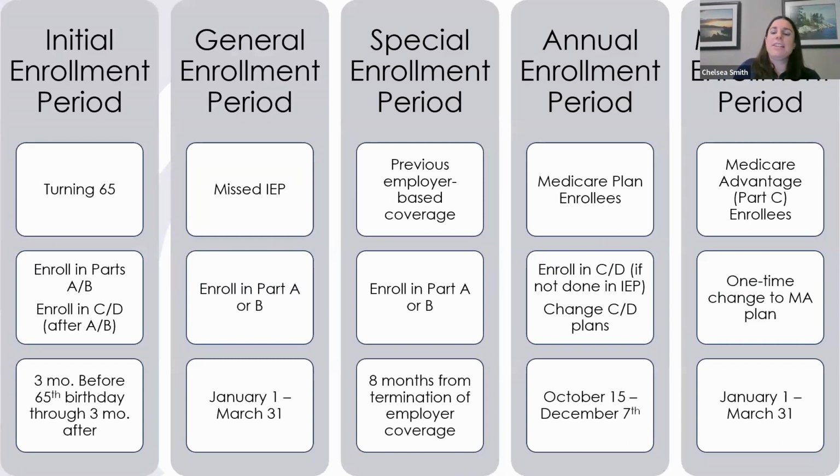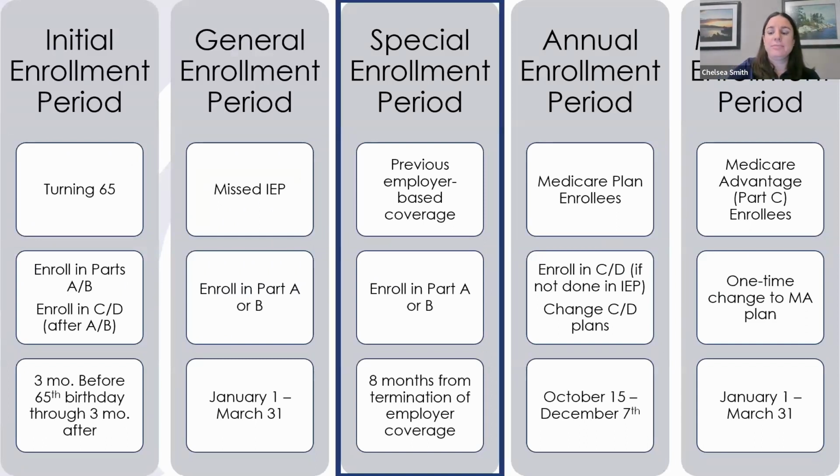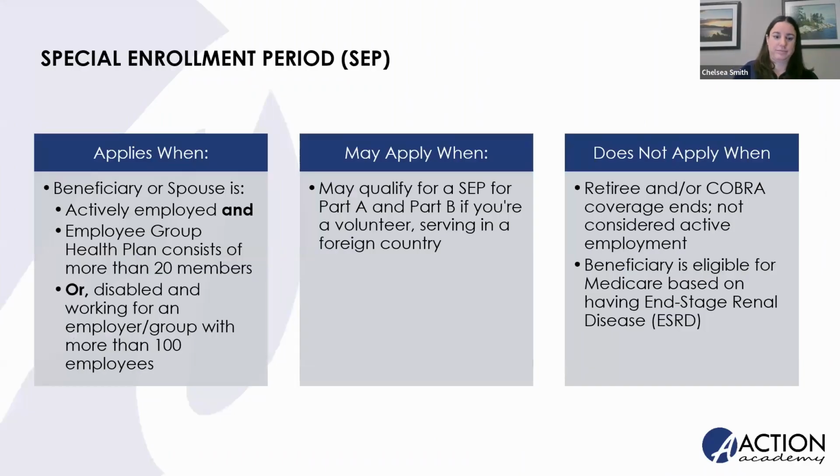Okay, so next we have that special enrollment period, which starts whenever a beneficiary loses access to their employer-based coverage. This period lasts for 8 months after the coverage is terminated from losing that employer-based coverage.